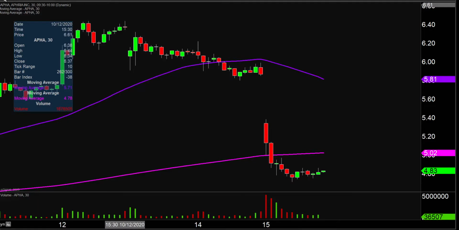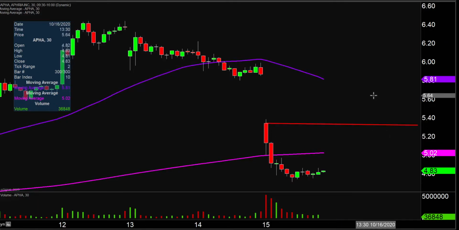If the price can get up through the $5 mark, next key level after that would be up there around $5.30. But one hurdle at a time. Let's just first see if the price can even get up above that $5 mark.